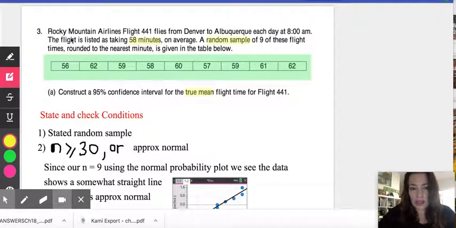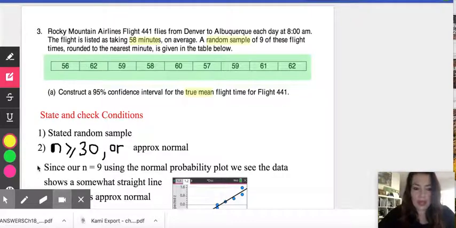It says Rocky Mountain Airlines Flight 441 flies from Denver to Albuquerque each day at 8 a.m. The flight is listed as taking 58 minutes on average. A random sample of 9 of these flight times, rounded to the nearest minute, is given in the table below. The first thing is to point out the important information. In this case, we are not given statistics, we are given a list, so we're going to have to find our mean and standard deviation from the list given.